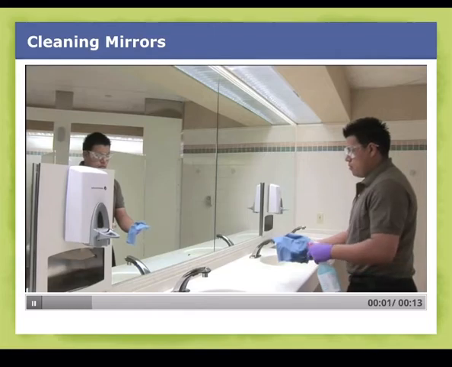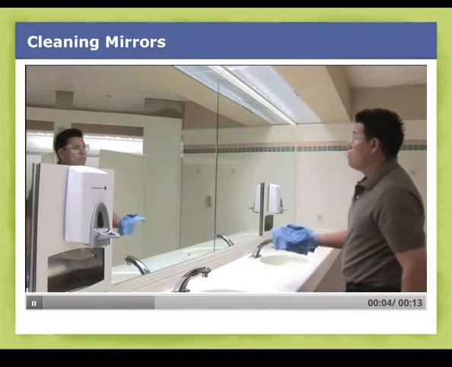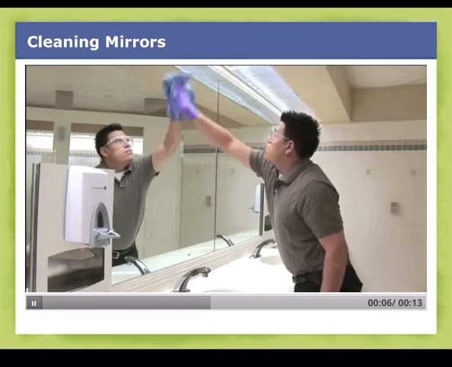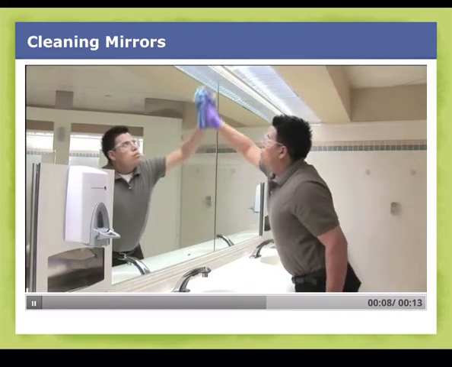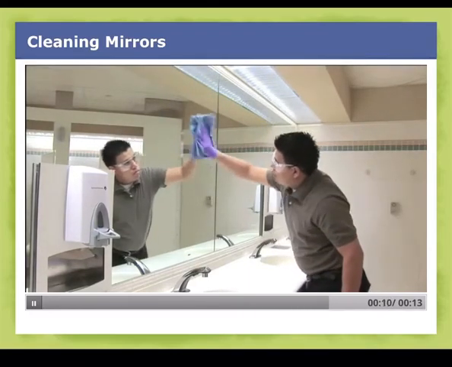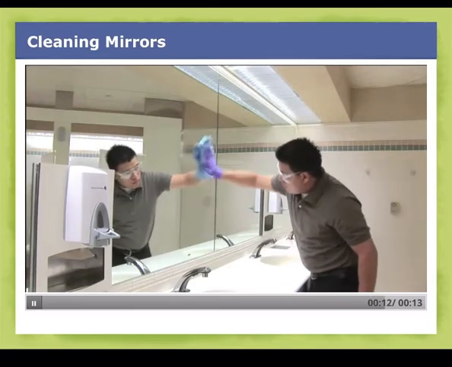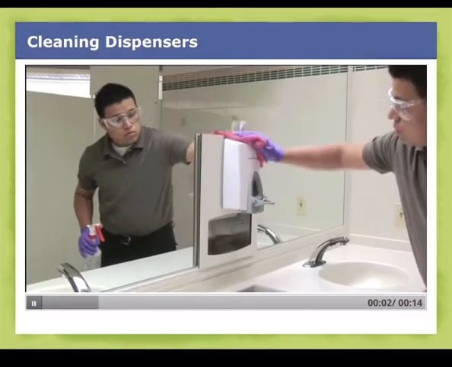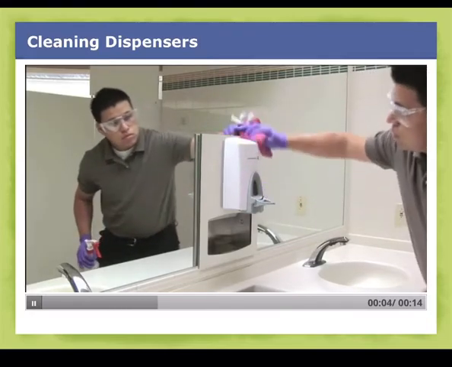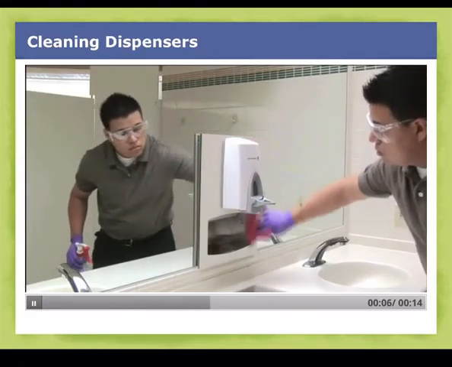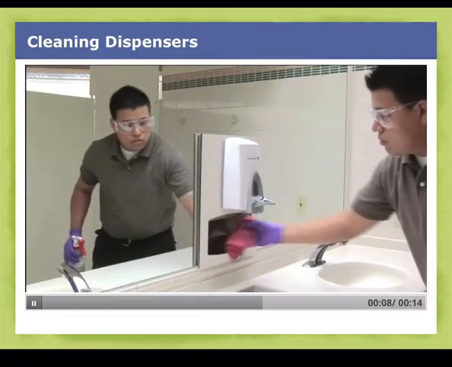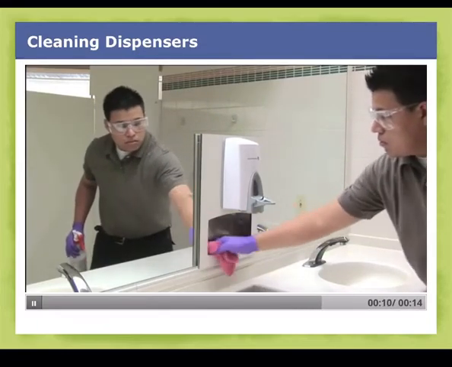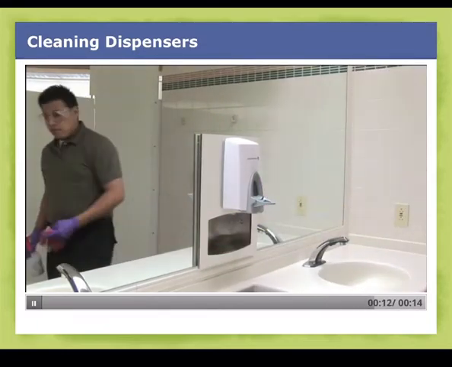Before cleaning a mirror, spray glass cleaner on a cloth. Then wipe the mirror from high to low. Scrub to remove tough spots. Wipe the mirror dry to prevent spotting. Hand soap and paper towel dispensers can also become dirty. Spray glass cleaner or disinfectant cleaner on a clean cloth and wipe the outside of the dispensers. Report any broken dispensers to your supervisor.